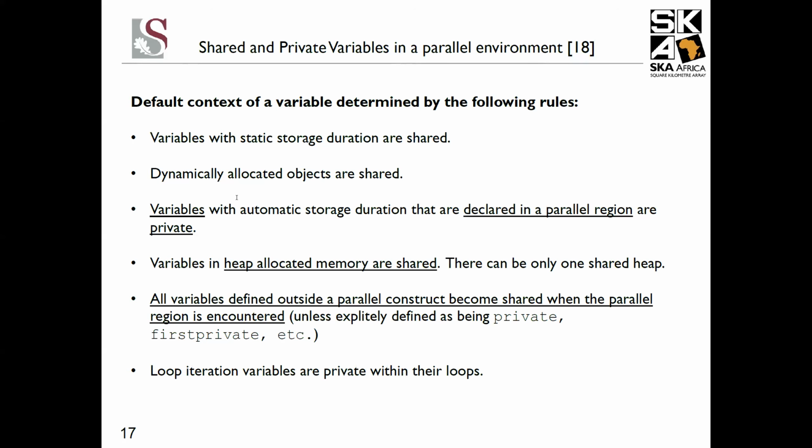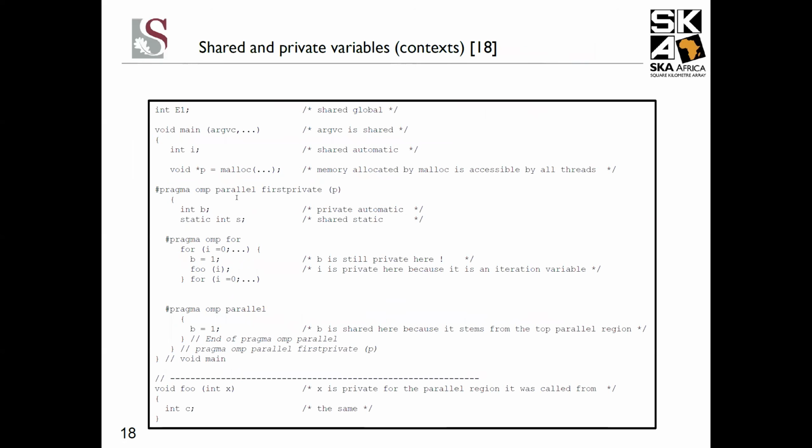Variables in heap allocated memory are shared. So these are essentially all the dynamically allocated variables. All variables defined outside of a parallel construct become shared when the parallel region is encountered, unless they are explicitly cast to being private. We'll look at some code to see how this works. And then loop iteration variables inside of parallel loops are private by default. Quite a mouthful of things to remember. Let's look at some code, which should make it a bit easier.